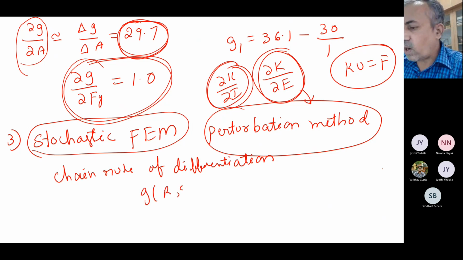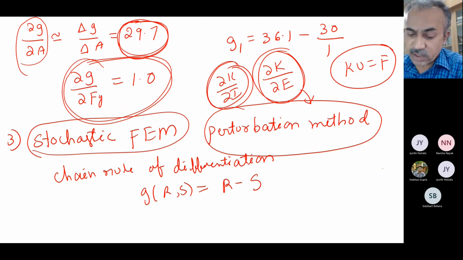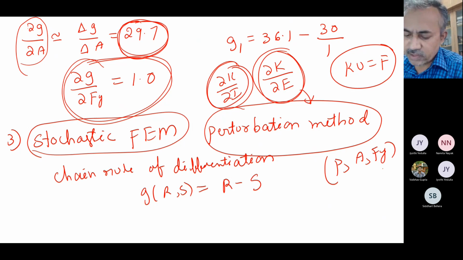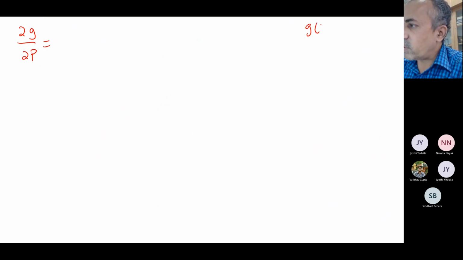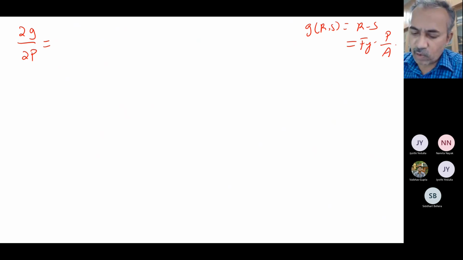For example, let us say this is my performance function, resistance and then S will be there. In the previous problem, we had three random variables, P, A, and F_y. Now we have to find the derivatives. So ∂g/∂P has to be found. My performance function is R and S, it is R minus S, or of course F_y minus P by A. So now I have to find ∂g/∂P. I am writing in a generalized format. So this derivative becomes, P comes in where? P comes in R or S actually.